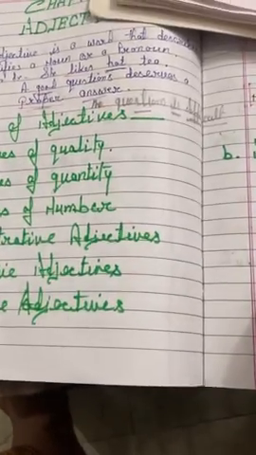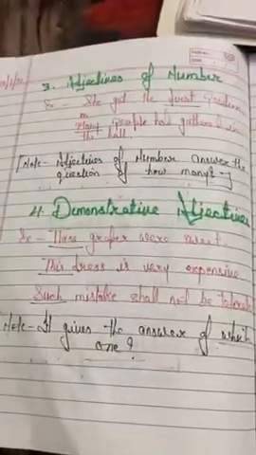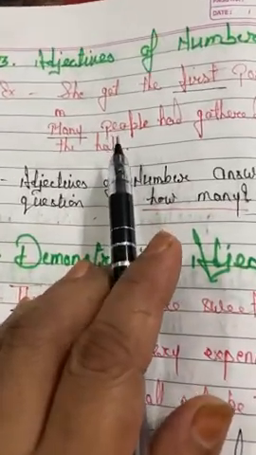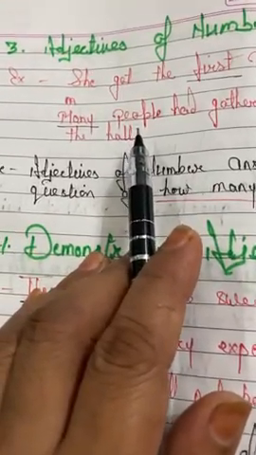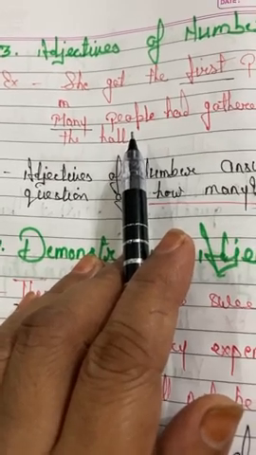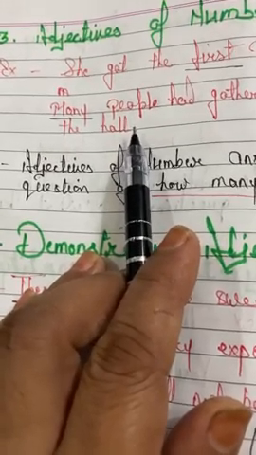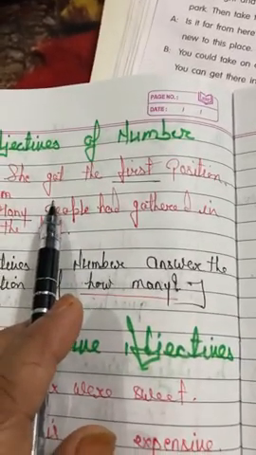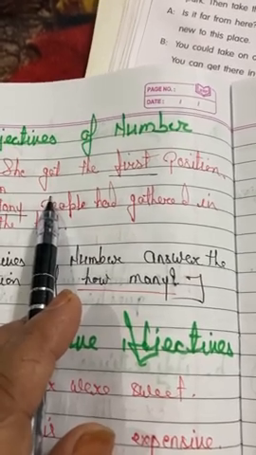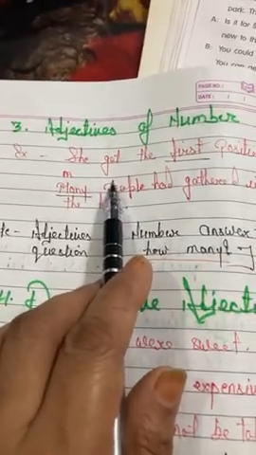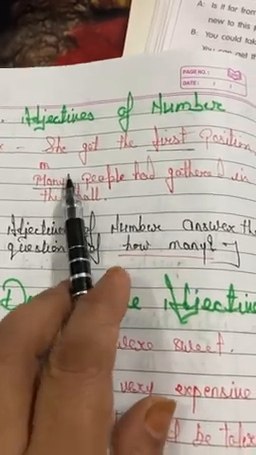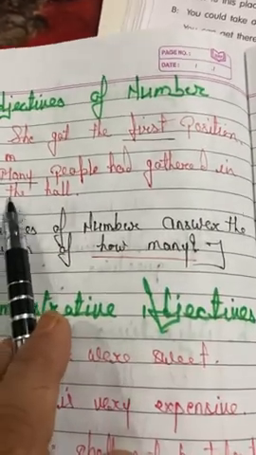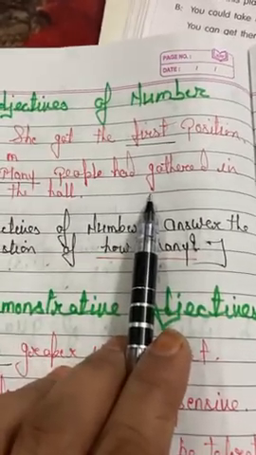Come to our next adjective, which is adjectives of number. So what is adjectives of number? Adjectives of number indicate how many or in what order things are met. For example, just have a look. I wrote 2 examples here. She got the first position. Many people had gathered in the hall.